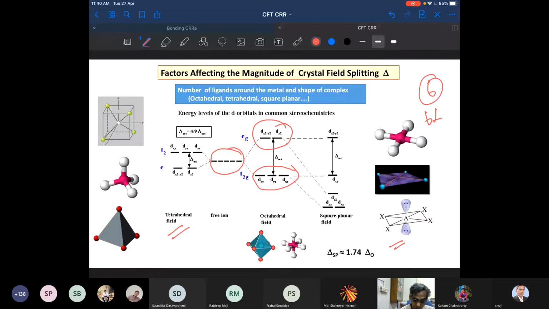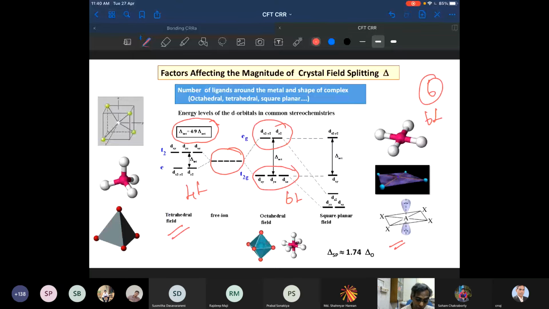So here I have only 4 ligands, and there I have 6 ligands. Obviously, square planar also has 4 ligands. Because the number of ligands coming in the case of tetrahedral is less, the crystal field splitting is less with respect to octahedral. In other words, the extent of splitting is less in a tetrahedral with respect to an octahedral.